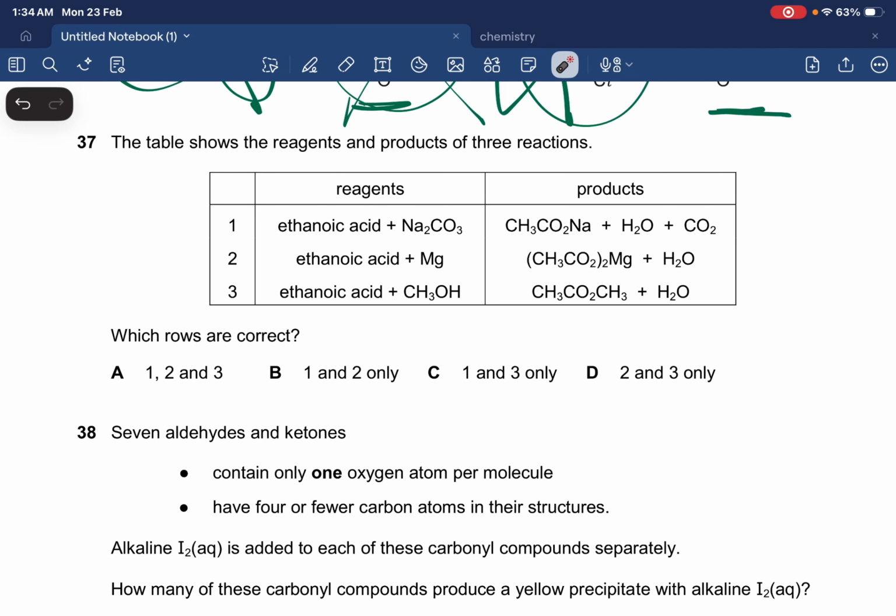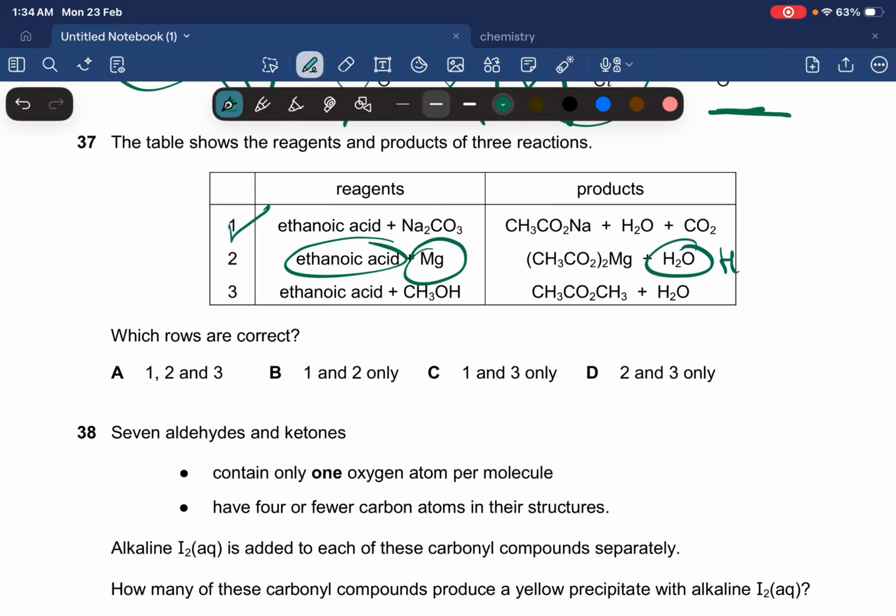The table shows the reagents and products of 3 reactions. Which rows are correct? Ethanoic acid plus sodium carbonate gives sodium ethanoate plus water plus carbon dioxide, correct. Ethanoic acid plus magnesium does not give water. Acid plus metal gives salt plus hydrogen gas. Ethanoic acid plus methanol should form methyl ethanoate and water, right? And this is correct. This is methyl, this is the ethanoate part, and then water is forming. So that's an esterification reaction happening.